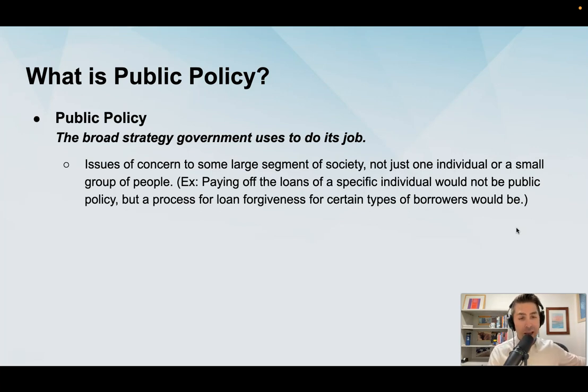But if the whole county of Los Angeles is without power for weeks on end because of something that the government is doing or not doing, that's going to be an issue of public policy.